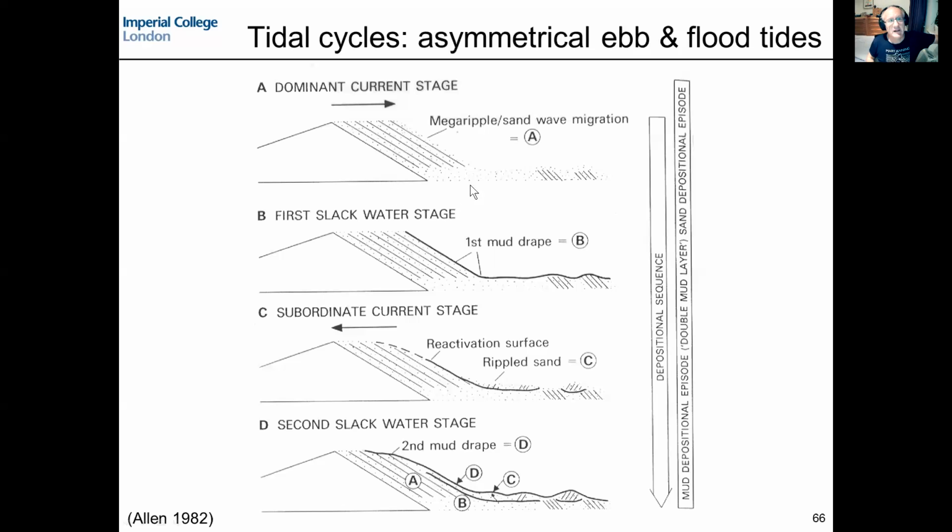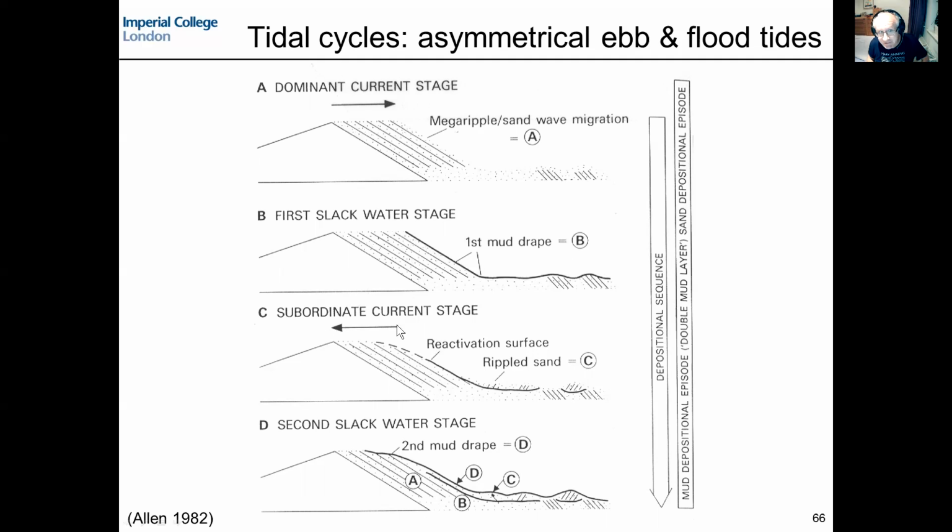Okay, let me give you an example of that. So here the dominant tide, high velocity at its peak, we can move a large volume of sand, so we're moving dunes or mega ripples and also ripples. We then have our first period of zero flow velocity. That's sometimes referred to as slack water. That gives us a mud drape.